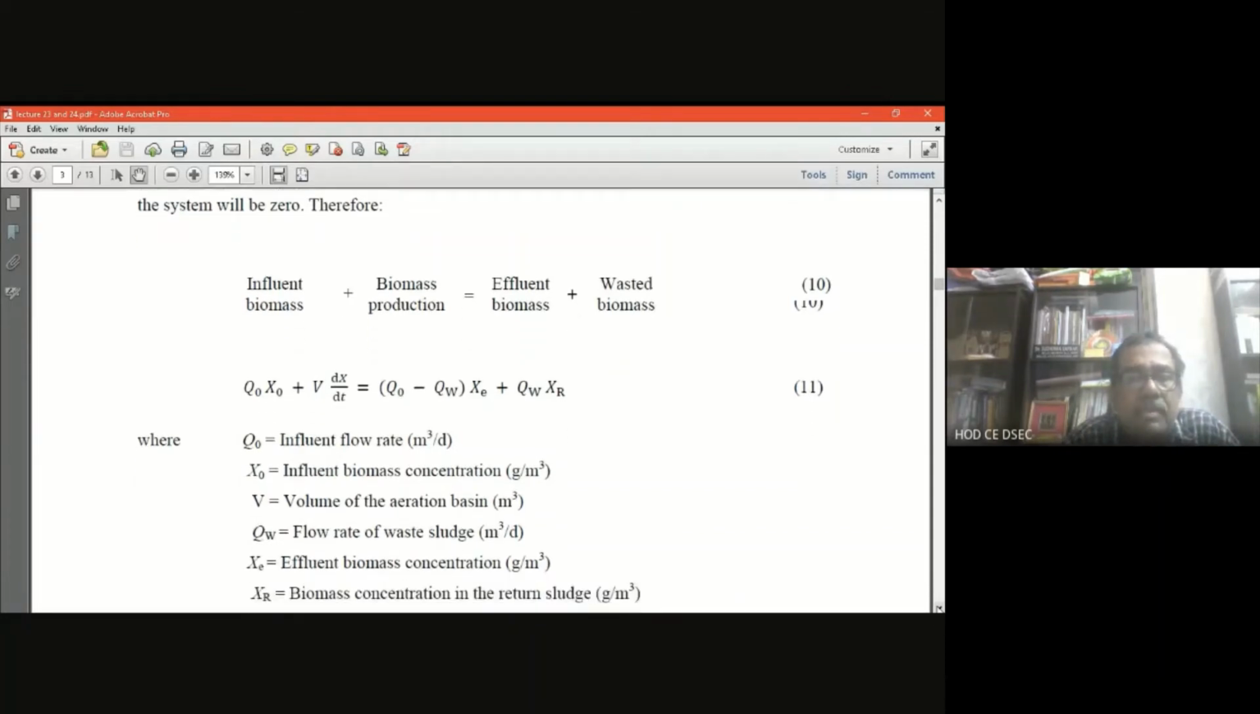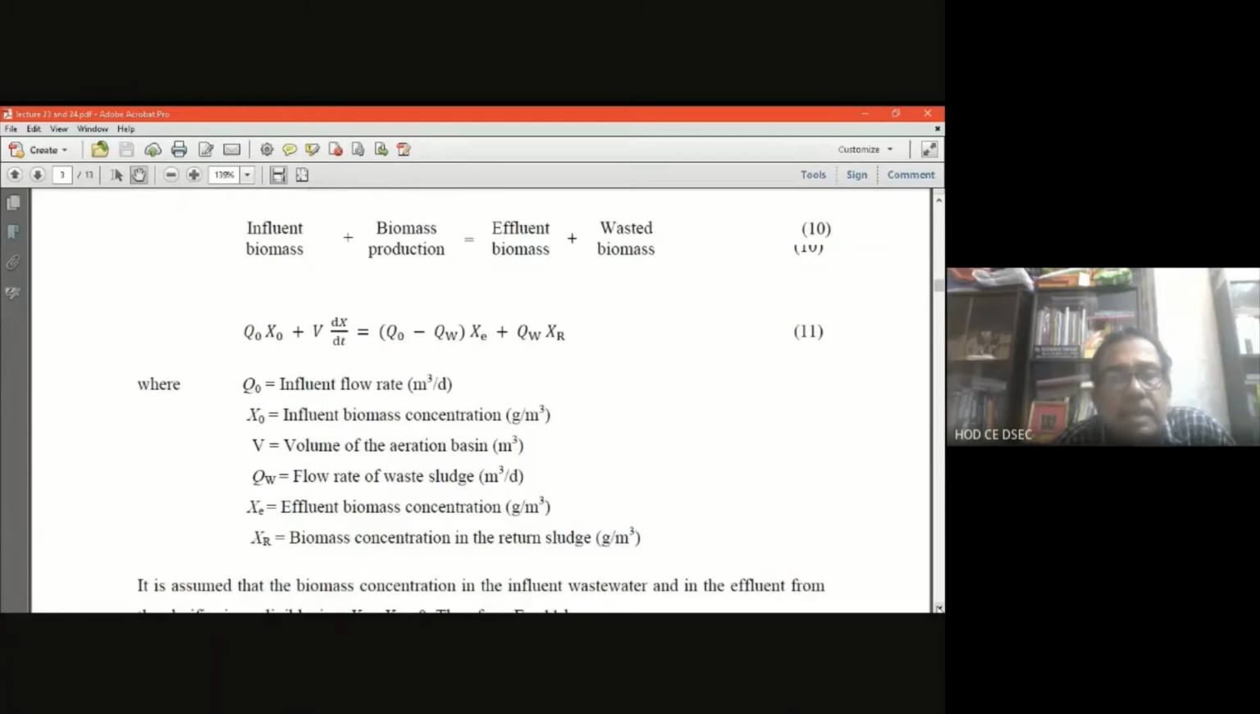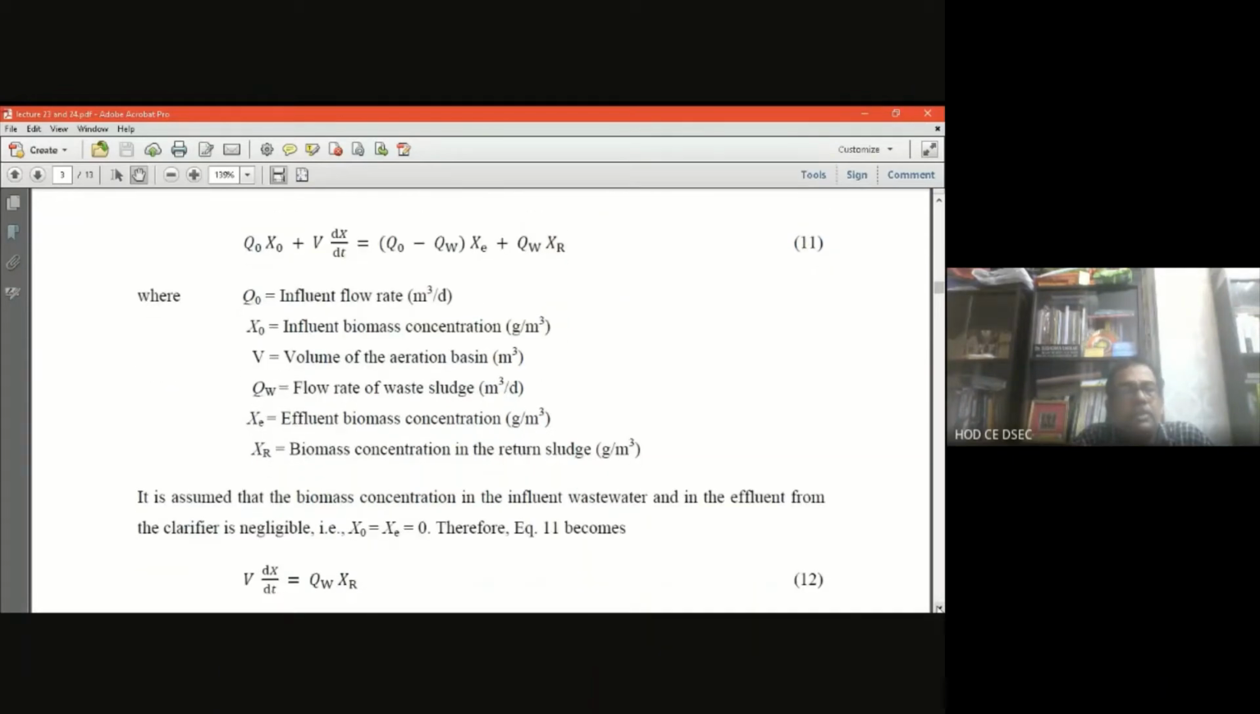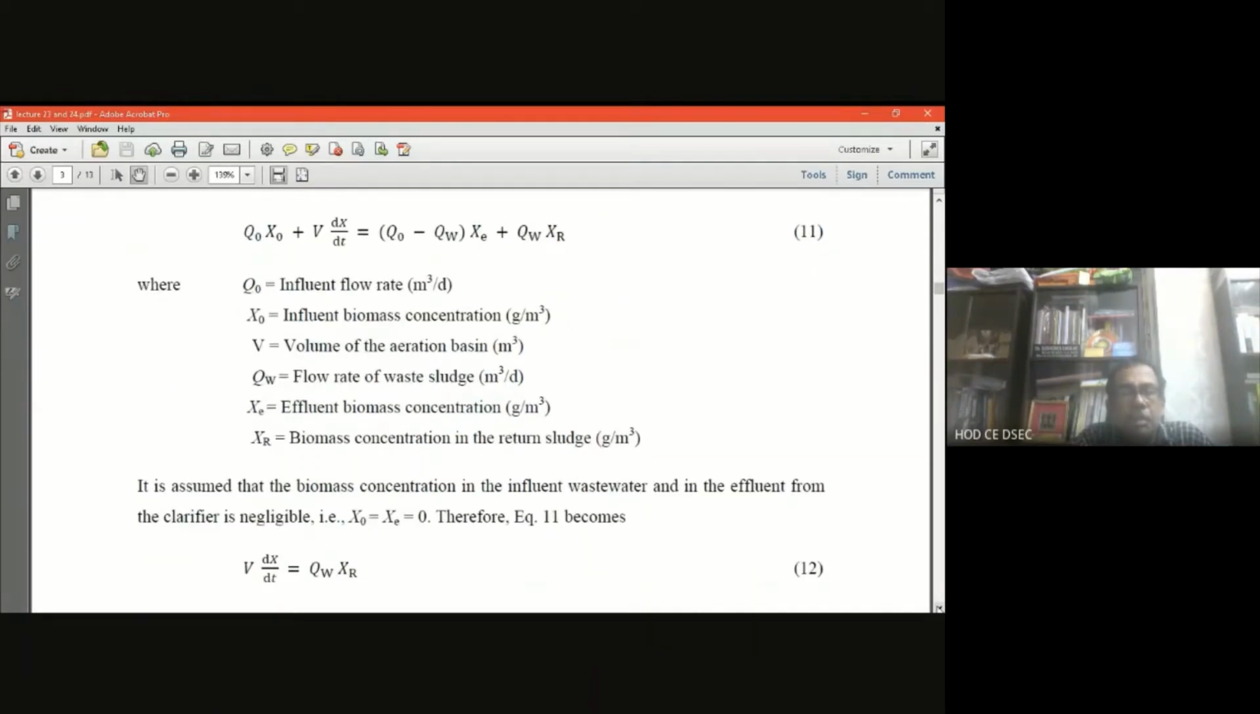Here Q0 is the influent flow rate, X0 is the influent biomass concentration, V is the volume of the aeration basin, QW is the flow rate of waste sludge, Xe is the effluent biomass concentration, and XR is the biomass concentration in the return sludge. You should be acquainted with this terminology, because these are the symbols by which these parameters will be presented. Keep in mind these abbreviations, the symbolic representations of these kinetic parameters.